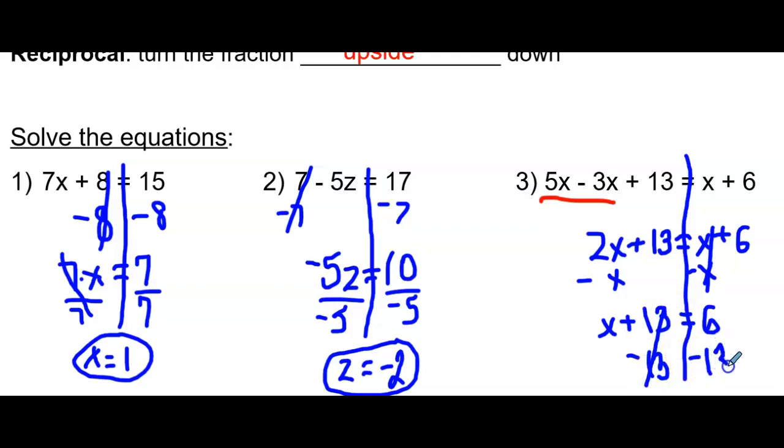So 6 take away 13. The answer to this problem would be x equals negative 7.